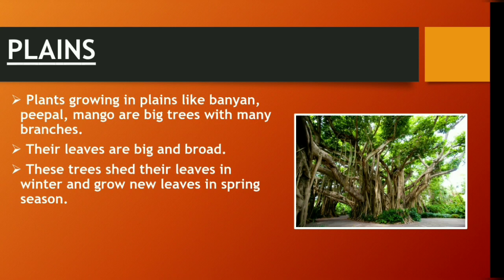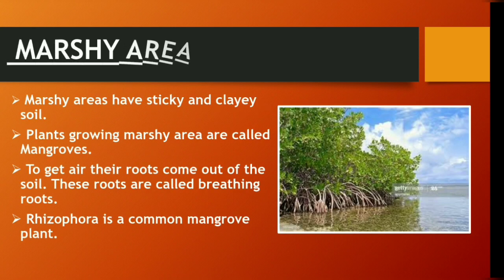So moving on to our next category, that is marshy area. Marshy areas have sticky and clayey soil. Plants growing in marshy areas are called mangroves. To get air, their roots come out of the soil. These roots are called breathing roots. Now what is the meaning of marshy area? Marshy area means a lot of water is there, waterlogged soil is there.